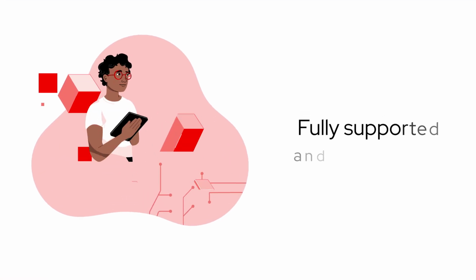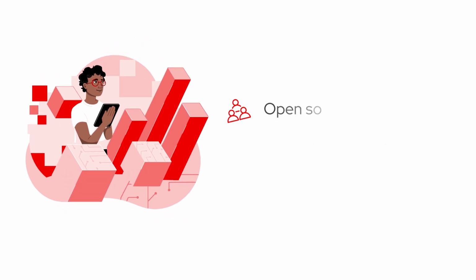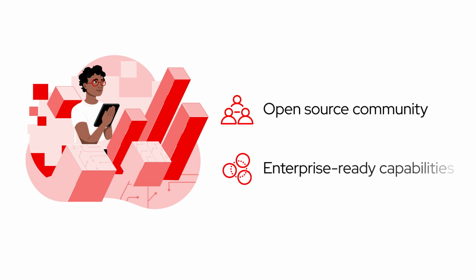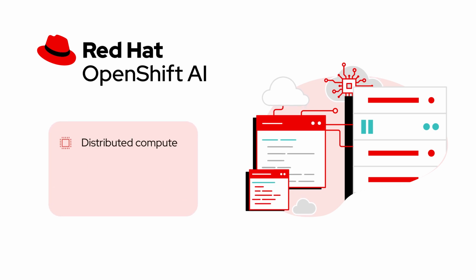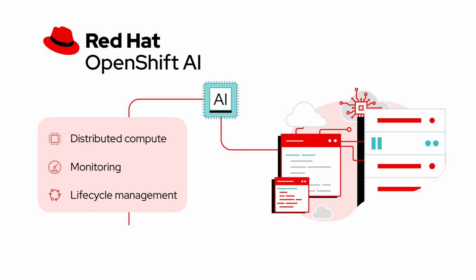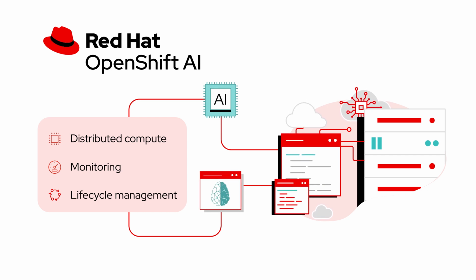Fully supported and indemnified by Red Hat, it is a de-risked, simplified approach to Gen AI that brings together the power of the open source community with enterprise-ready capabilities. And when you're ready to scale, Red Hat offers OpenShift AI, which supports distributed compute, monitoring, and lifecycle management of the same RHEL AI models you started with, now within an OpenShift AI architecture.